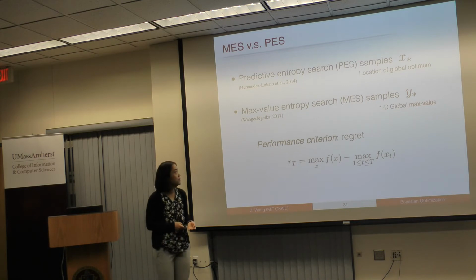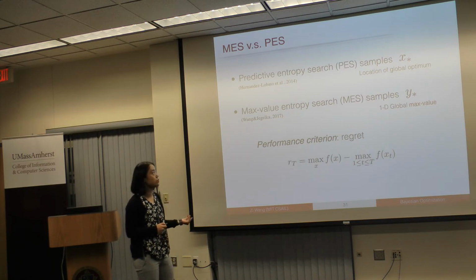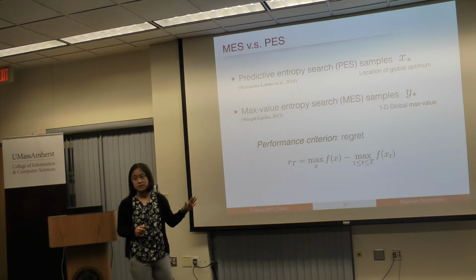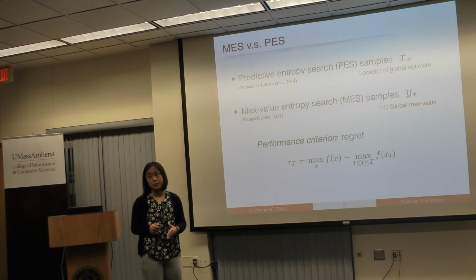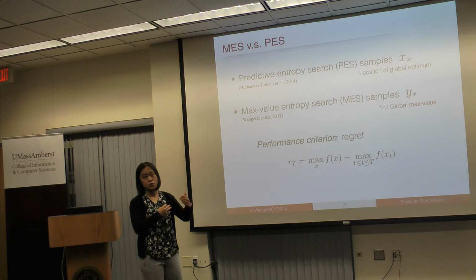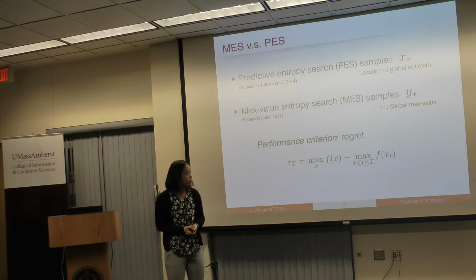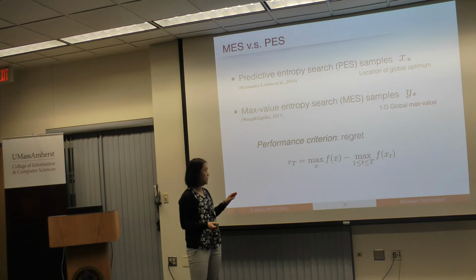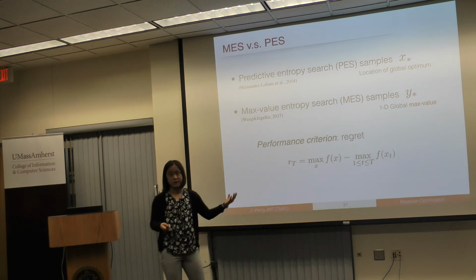experimental perspective. So remember that earlier we've seen the predictive entropy search approach, and in that case, that approach in fact samples the locations of the global optimal x stars. And then for our approach, we're sampling the one-dimensional global max values. So both of these approaches try to sample these variables. And then we're in particular going to look at one notion of the regret, which is defined by the difference between the actual maximum value of the function and the best observation of the function value we've seen so far.